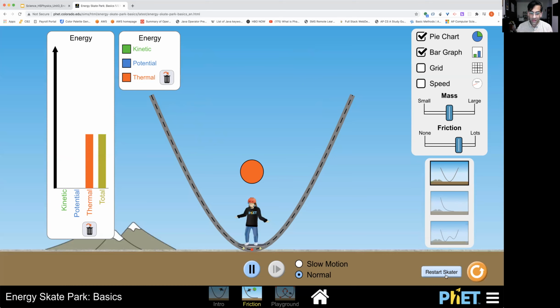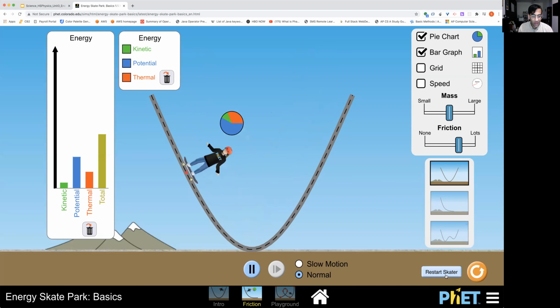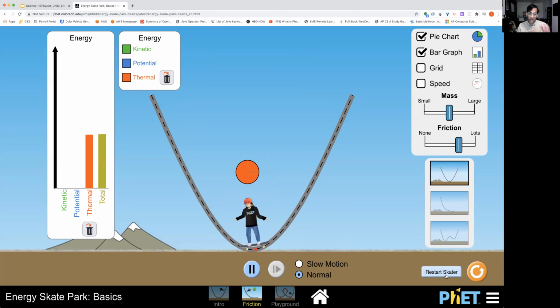Now I'm going to restart the skater and play this, and let's see what happens. So we start at the top, and with each roll across the half pipe, particularly when we convert to kinetic, that kinetic in turn gets converted to thermal. So this is a very common process. There's almost a chain of conversions happening when we talk about conservation of energy, right? In what we would call a closed system.